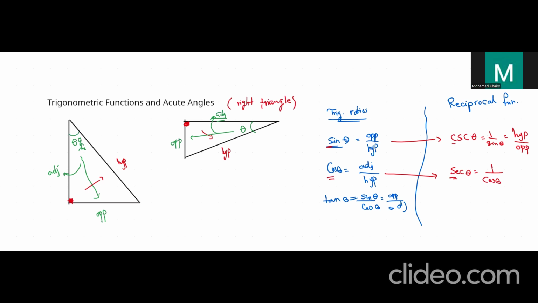So secant is hypotenuse over adjacent. And the reciprocal for tan is cotangent. Cotangent theta equals 1 over tan, or cosine theta over sine theta, or even adjacent over opposite. How can we apply them? Simply, we are going to take a simple example right now. Then after this, we will move on to something harder.